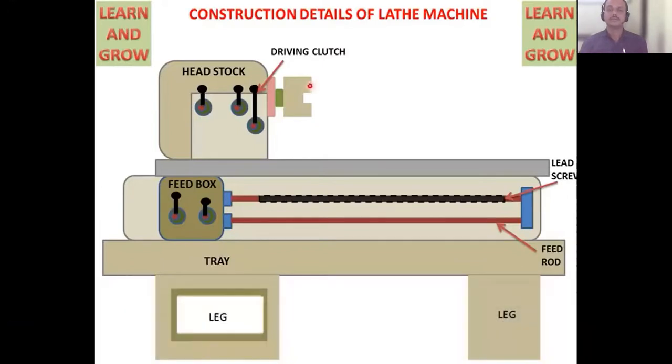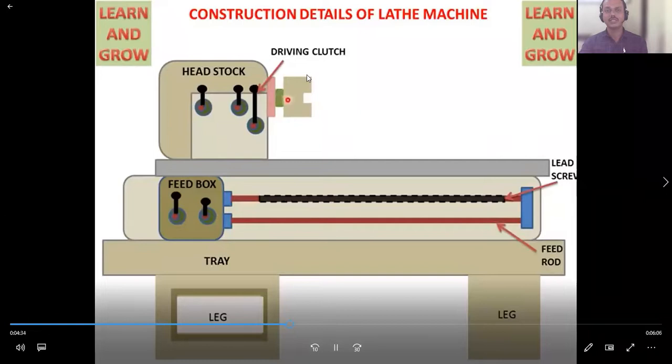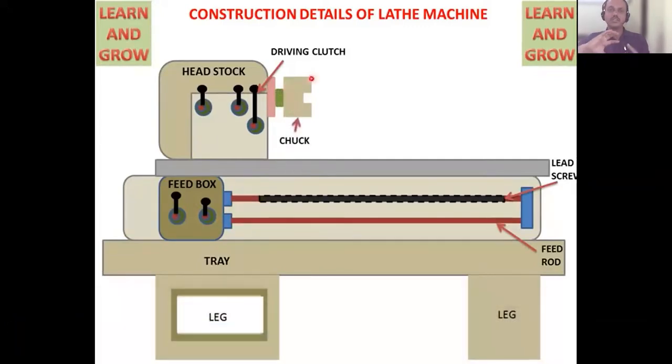And on that spindle, the chuck is mounted. The chuck has a shaft at the back side, and on that shaft threading is created. With that threading, the chuck and spindle are engaged together. There are two types of chucks, three jaw chuck and four jaw chuck. When we have to work on a circular shaft, we can use a three jaw chuck.